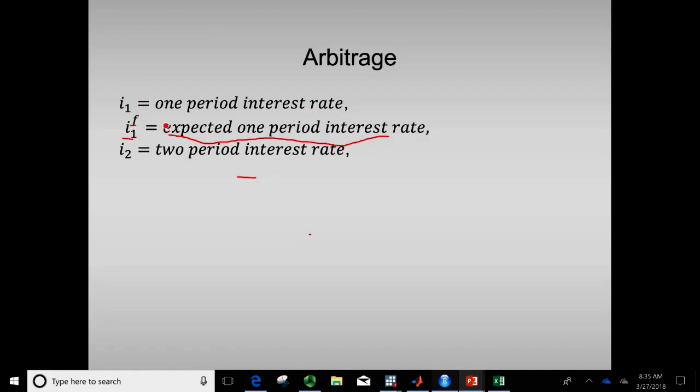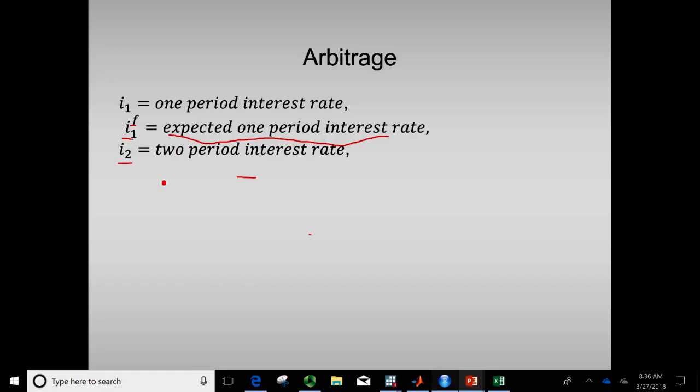It's an expectation. I don't know exactly what the interest rate on a one period bond is going to be 1 period from now, but I can formulate some expectation of it. That's what I₁ superscript F stands for. And I₂ is simply the 2 period compounding rate of interest that I can earn from investing in a 2 period bond today. I can lock in I₂ by investing in a 2 period bond today.